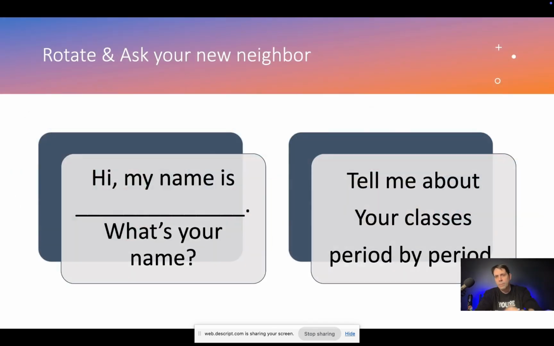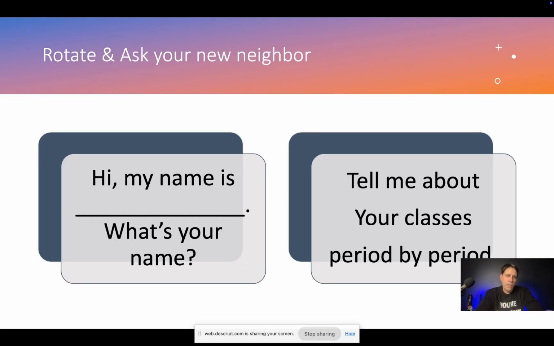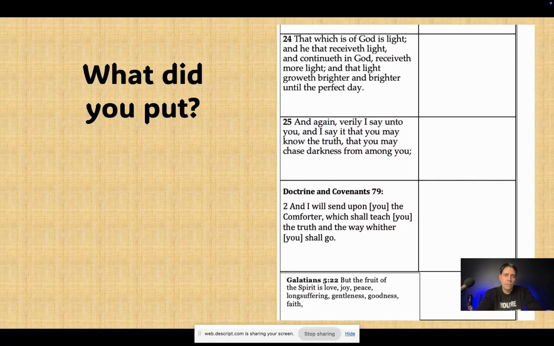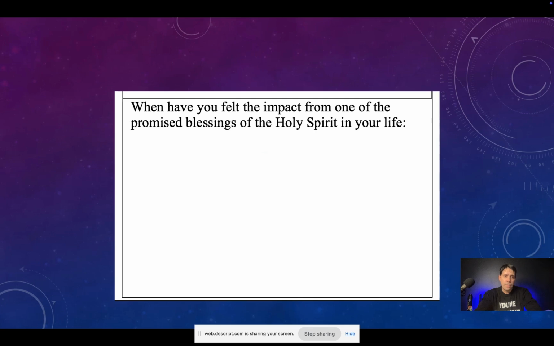Tell your neighbor your name and ask them this: tell me about your classes. I just give them about a minute. Okay, and so now what I'm going to have them do is, when they get their new teammate, they're going to give their neighbor their paper, and you're going to read through what your teammate wrote, if they have time. If they don't, we'll go to the next one, which is this.